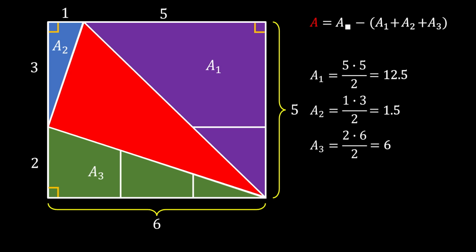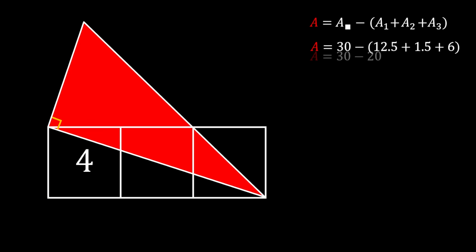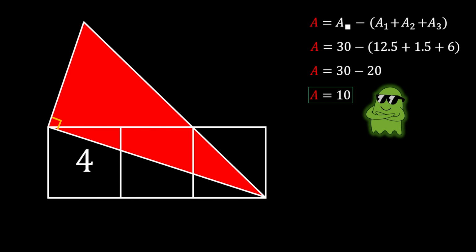And finally, the area of our big rectangle will be equal to the product of its base and the height, which equals 30. Now we are just going to substitute all our values into our previous equation and get the following. Here we can simplify and get that our red area is equal to 30 minus 20, which means that our wanted red area is equal to 10 squared units, and again we have our solution.